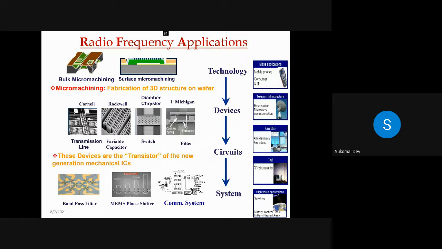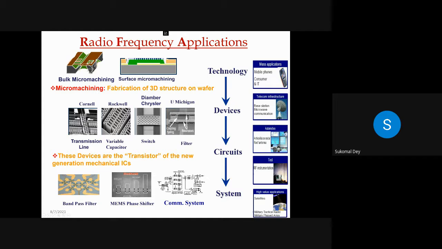or CMOS, you know that every technology is developed based on a certain processing method. In MEMS, there are two types of micromachining. One is called bulk micromachining, one is called surface micromachining. What is the difference between these two? Whenever you are dealing with bulk micromachining, you are basically taking the substrate into consideration.